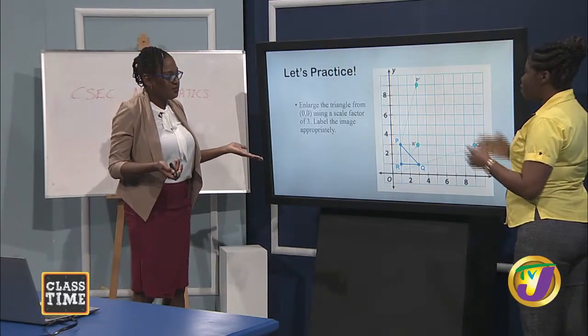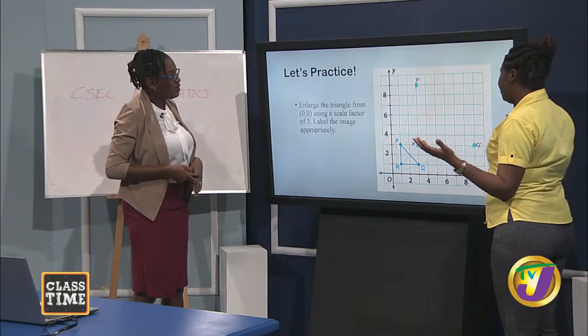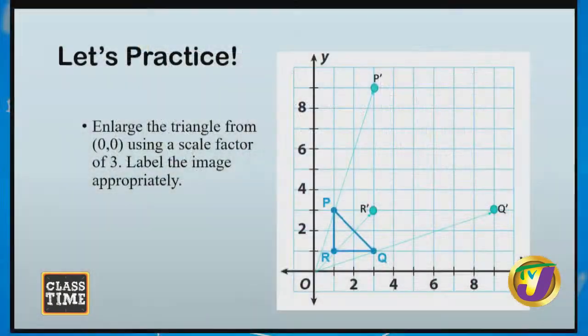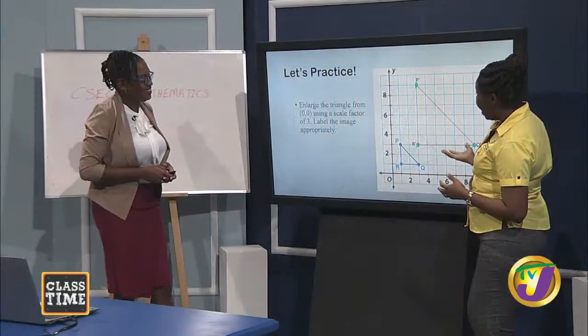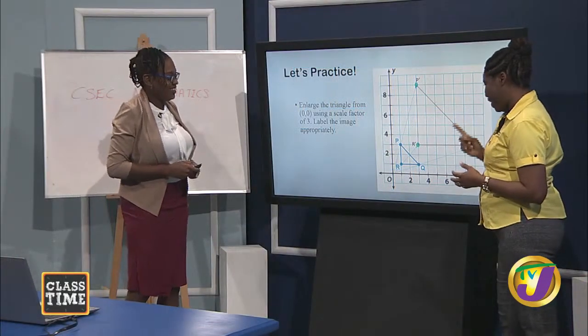All right, so now we have our 3 points for our image. So what's left? We can connect the dots, simple as that, to complete the shape. So we have P prime, R prime, Q prime. And now we have our image. Just as I said, the image is obviously bigger than the object, and 3 times larger, I must add.